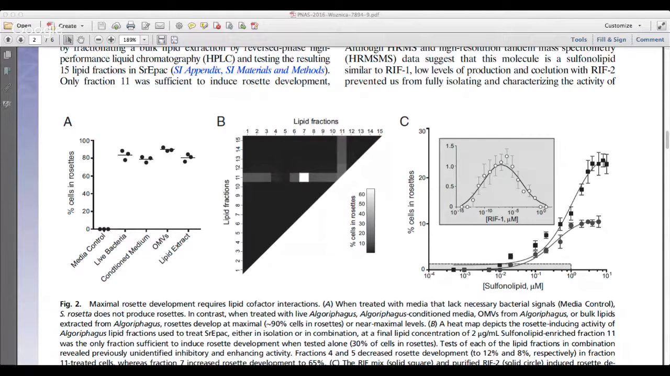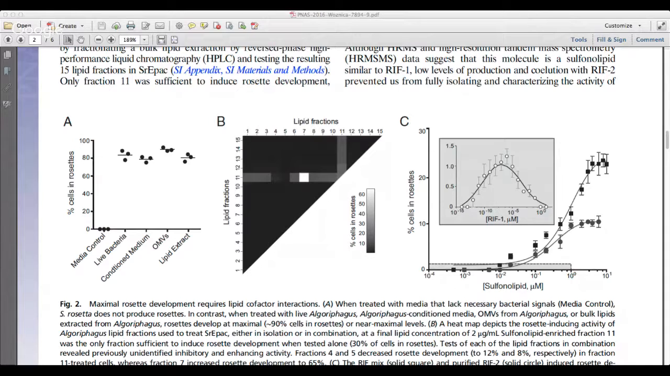So what they're showing in 2A is the live bacteria, conditioned medium, outer membrane vesicles, and then the lipid extract. They're narrowing it down to show you that these lipids that are being produced by the bacteria are the cue that leads to rosette production. So you get about the same level of rosette production with all 4 of those.